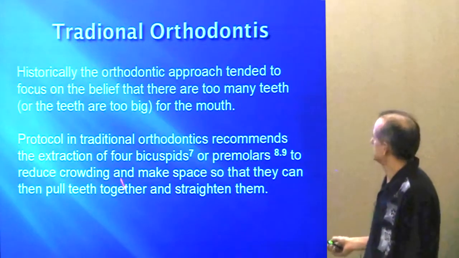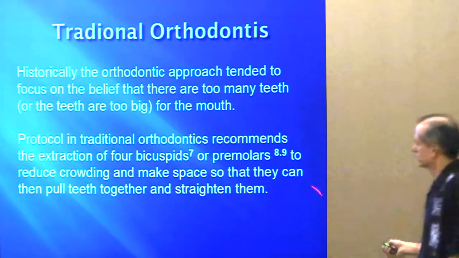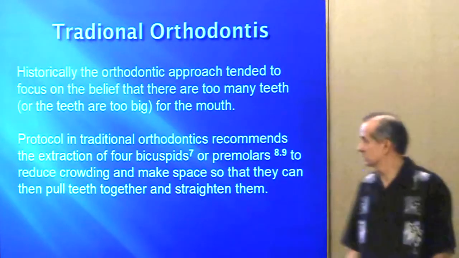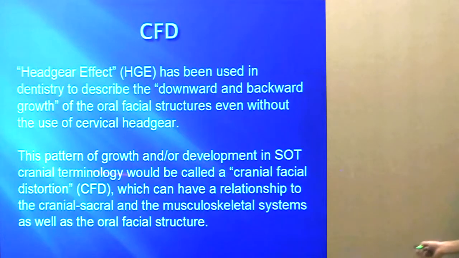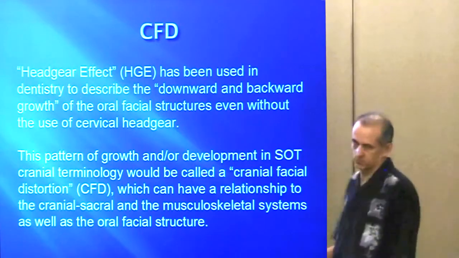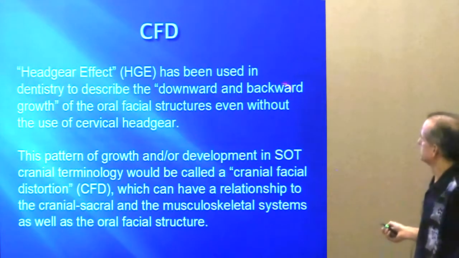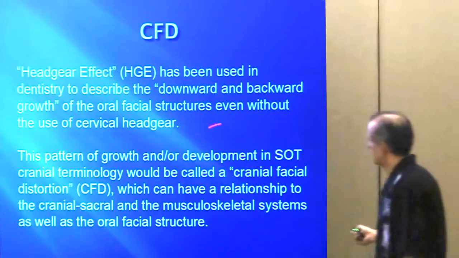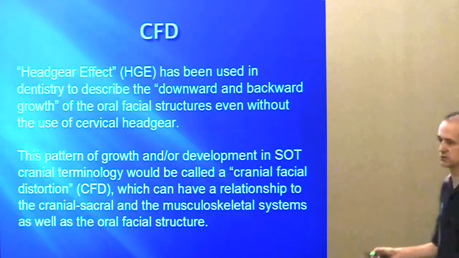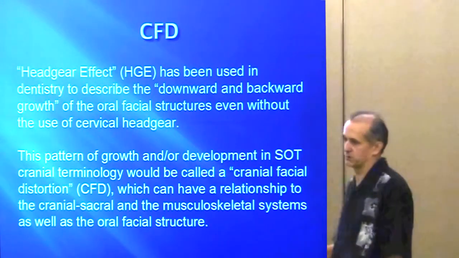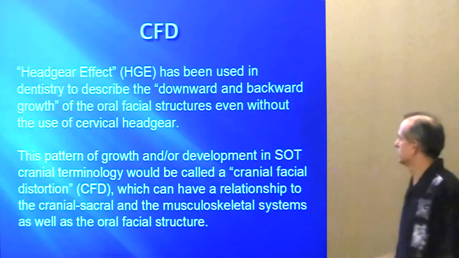So extraction of bicuspids or premolars to reduce crowding and make space. In other words, you're reducing the size and shape of the dental arch by reducing teeth. So headgear effect, which is the dental definition, which is where this started, which is what I had been exposed to, describes the downward and backward growth of the oral facial structures, with or without the use of headgear. It happens naturally. It's the thing I realized. It isn't just caused by orthodontists. They're just taking a poor growth pattern and making it worse.